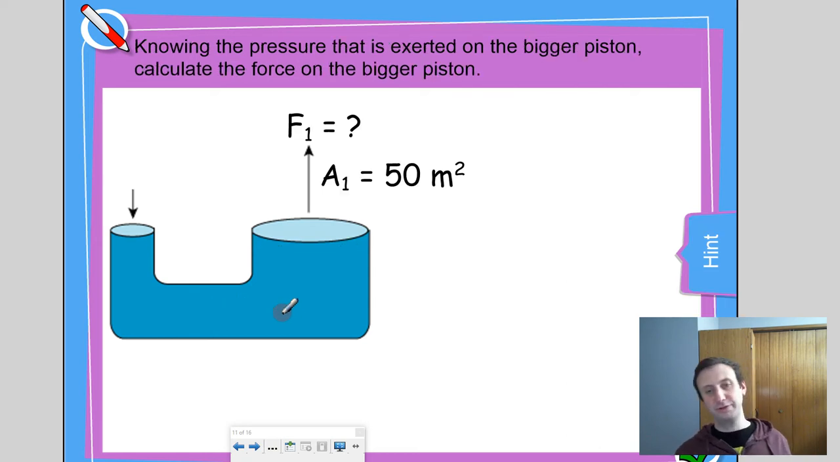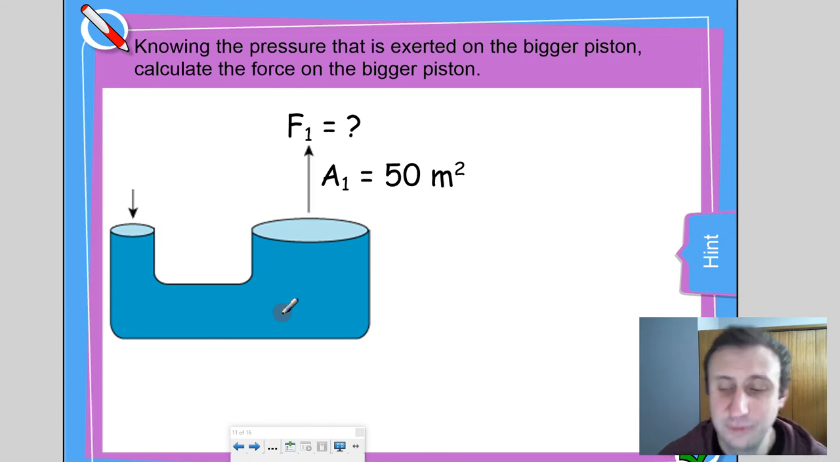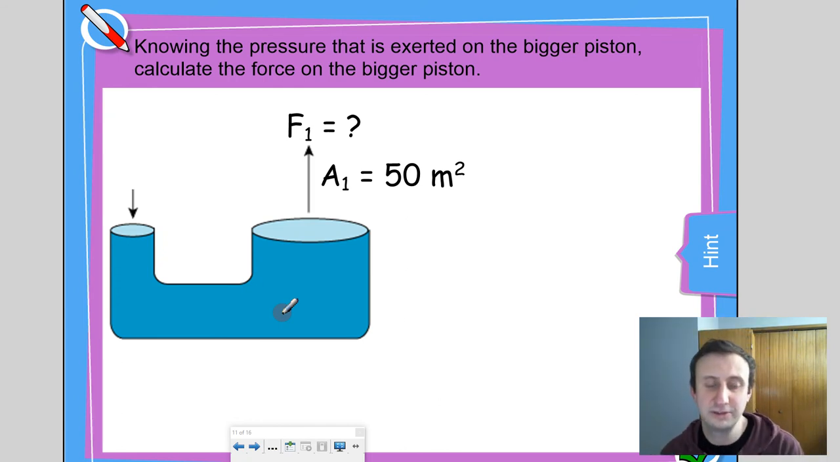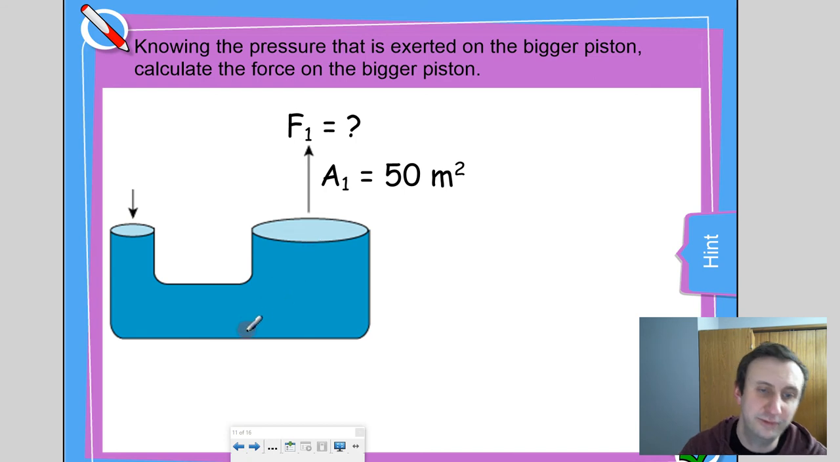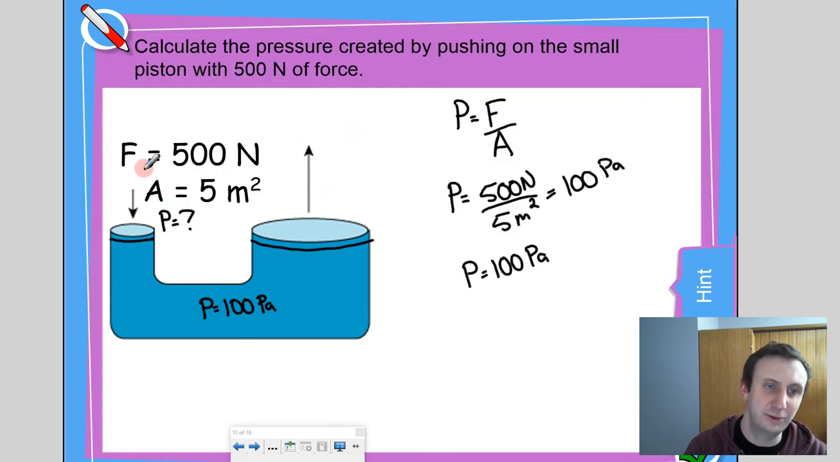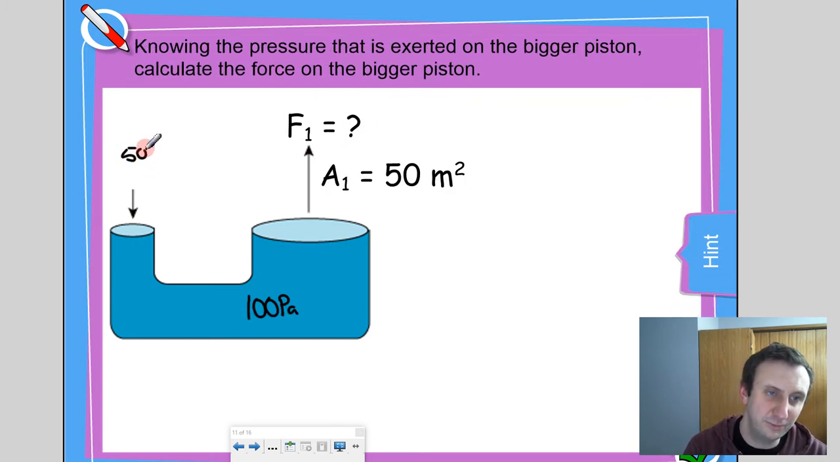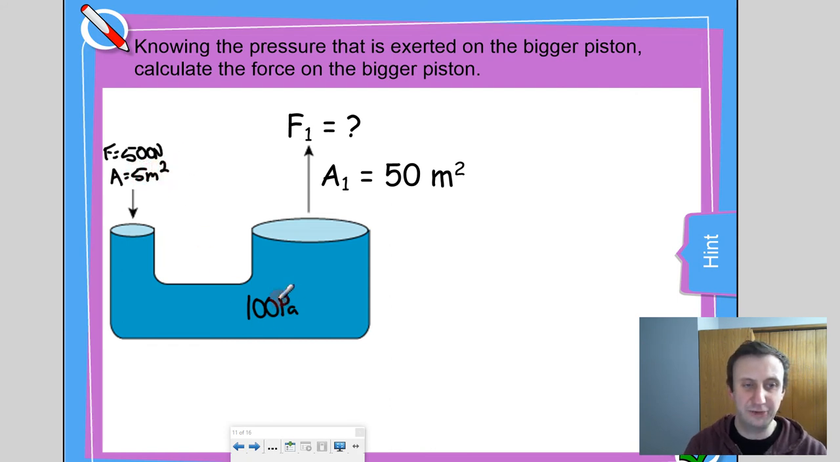Moving on to the next question. This is kind of neat. If we know the pressure on all the fluid is 100 pascals, then what force would be exerted over here on this larger piston? Remember that it was 500 newtons of force over here, and I had an area of 5 meters squared, which resulted in 100 pascals of pressure. Now the question is, what kind of force is exerted over here?